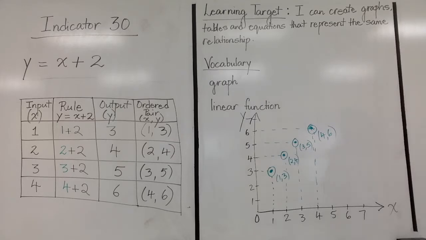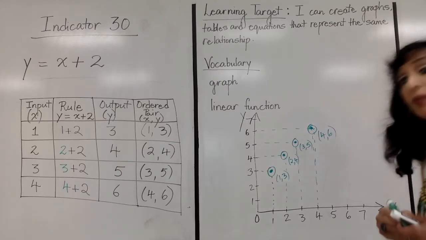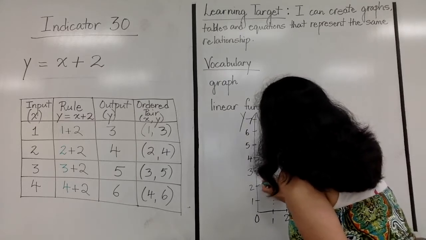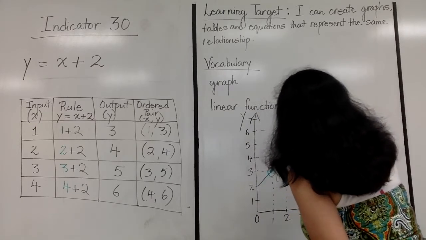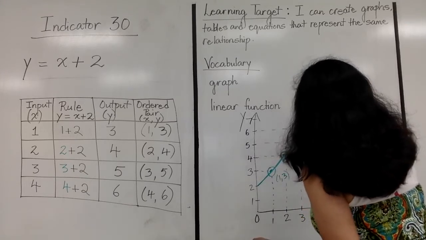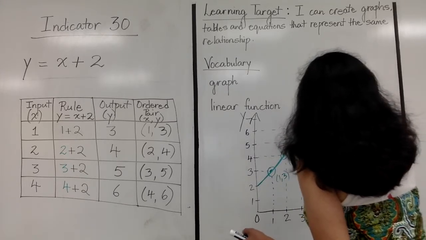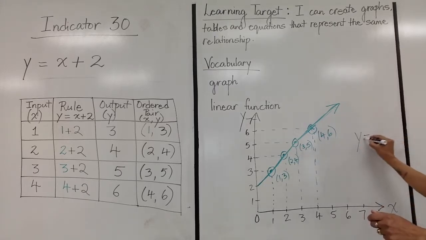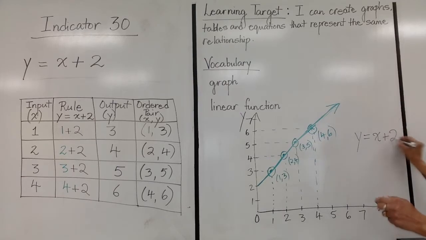And once you have done this, you need to connect these with a line, okay? So there is your line, okay? This is your function graph, all right? For the rule, y is equal to x plus 2.